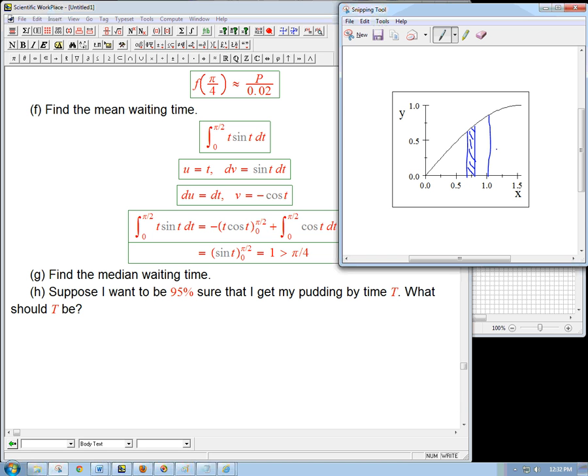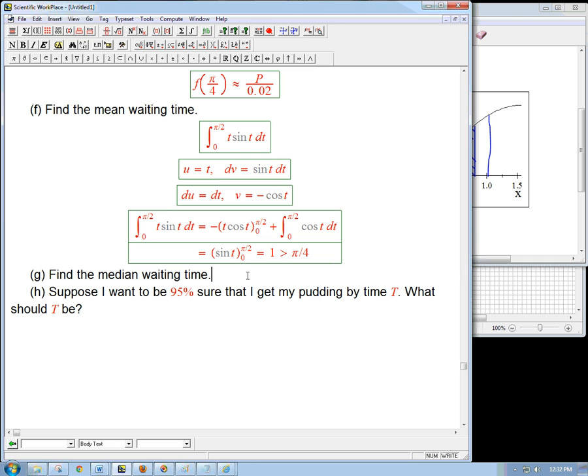Now, this doesn't mean that half the time it's less and half the time it's greater. The mean is on average. If I did 1,000 versions of this experiment and I calculated the waiting times, then I averaged them, this is what I would expect to get. It's an expected average time. It's not the same as the median, which happens to be the next question.